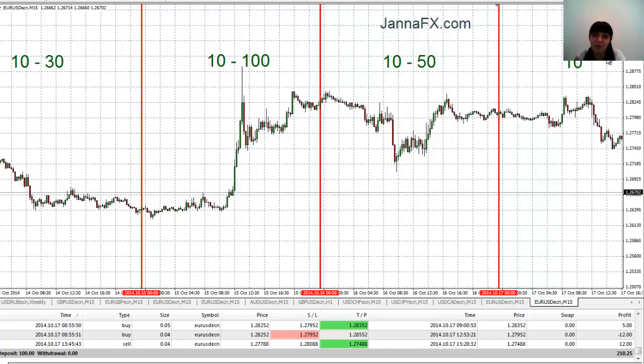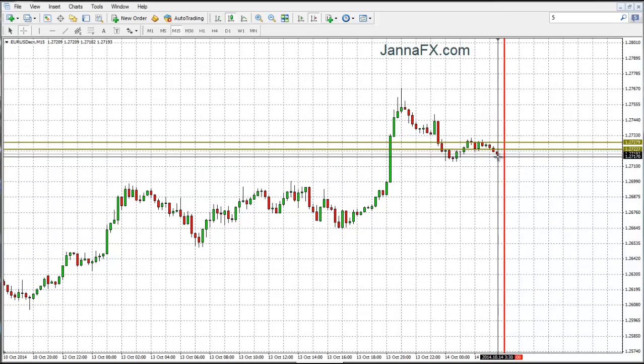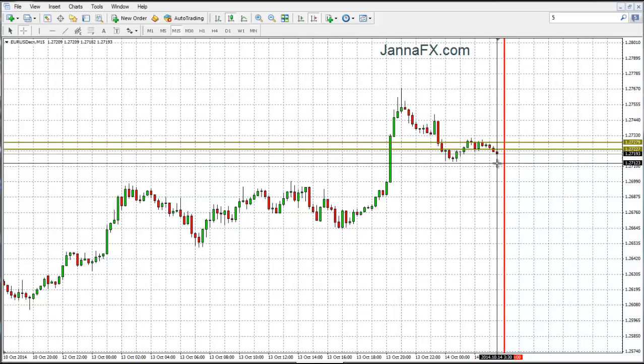So okay, now you can watch my trades using the Fibonacci lines. Okay guys, let's see one of the examples. We have the real life market, and it's 14th October, and it's about 3:30 a.m. GMT, and it's the Euro USD 15-minute chart.